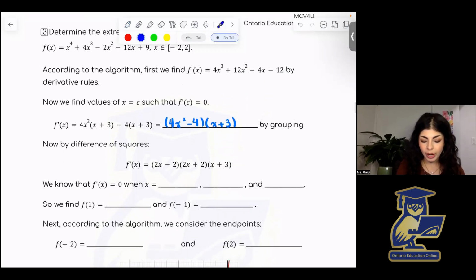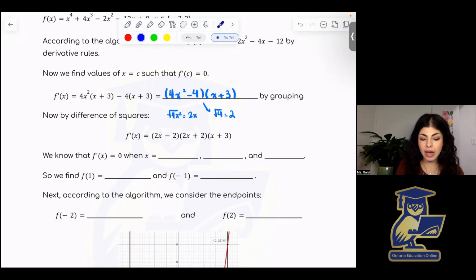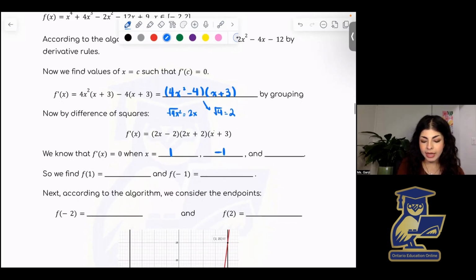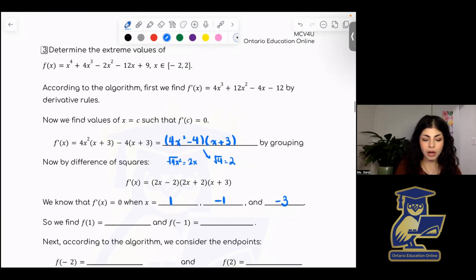And now, by difference of squares for this portion here, because the square root of 4x squared is 2x, and the square root of 4 is 2, we do have a difference of squares, and we can factor it out, and we have 2x minus 2, 2x plus 2, and then the x plus 3 remains. So now we want to find those values where f prime of x is equal to 0. So in this case, we know that x is 1. In this case, it has to be -1. And in this term, it has to be -3. And now we just find what those output values are from our original function f of x.